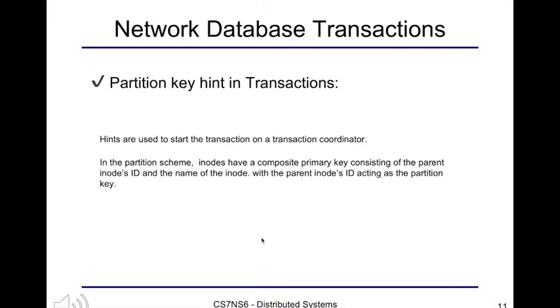Hints are used to start the transaction on a transaction coordinator. In the partitioner scheme, inodes have a composite primary key consisting of the parent inode's ID and the name of the inode, with the parent inode's ID acting as the partition key.